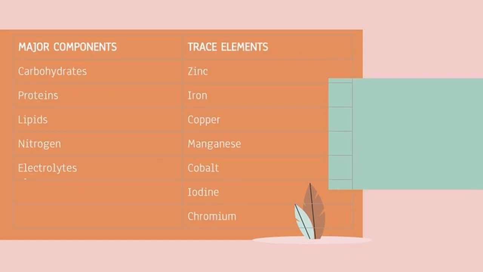TPN is divided into two components, the major and the trace elements. The major components include carbohydrate, proteins, lipids, nitrogen, and electrolytes. The trace elements include zinc, iron, copper, manganese, cobalt, iodine, and chromium.